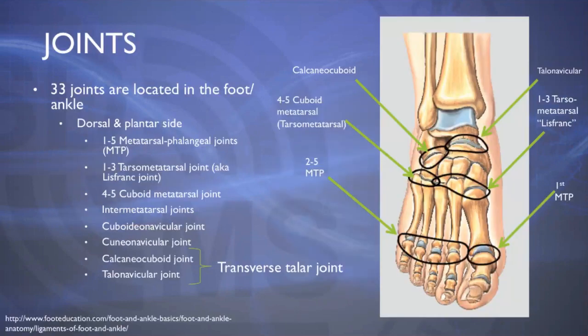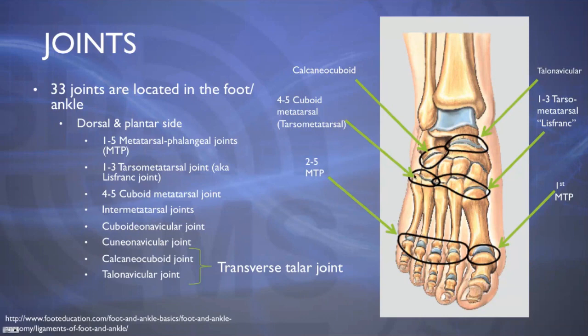Moving on to joints, there are 33 joints located in the foot and the ankle. On the dorsal and plantar side, you're going to see roughly the same ones. You'll see the first to the fifth metatarsophalangeal joints, which are located in these circular areas here. We'll see the first to the third tarsometatarsal joints. You can also call these the Lisfranc joints right in here. The fourth through the fifth cuboid metatarsal joints out here.